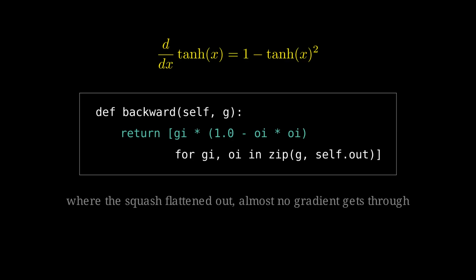Where the tangent had flattened out, near plus or minus 1, that factor is nearly 0, and almost no gradient gets through. That is not a bug in our code. It is a real property of this activation, and it has a name you will meet again. When a deep stack of these squashes multiplies many small factors together, the gradient can shrink toward nothing before it reaches the bottom layers. It is the reason later episodes reach for an activation with a flat derivative of 1, the rectified linear unit, and it is the kind of thing you only truly understand once you have written the backward pass yourself and watched where the signal dies.